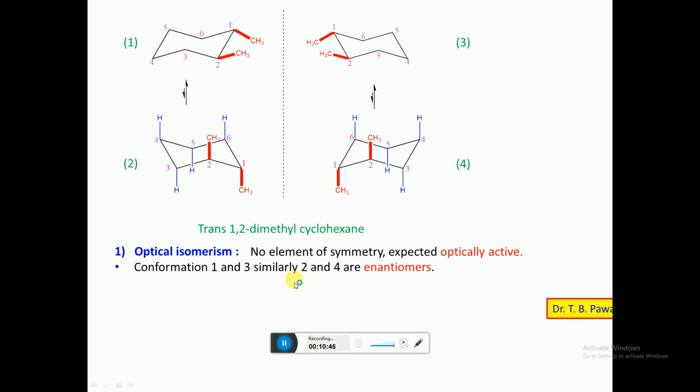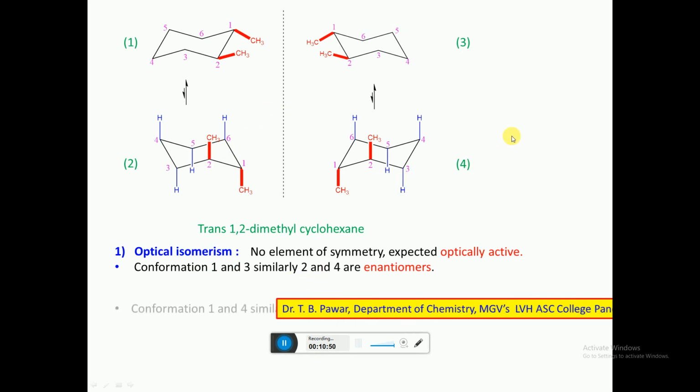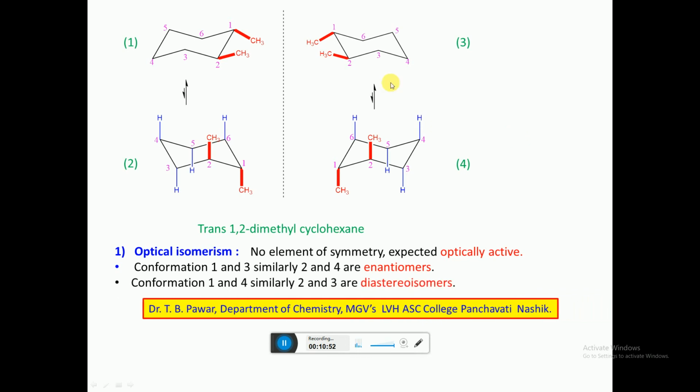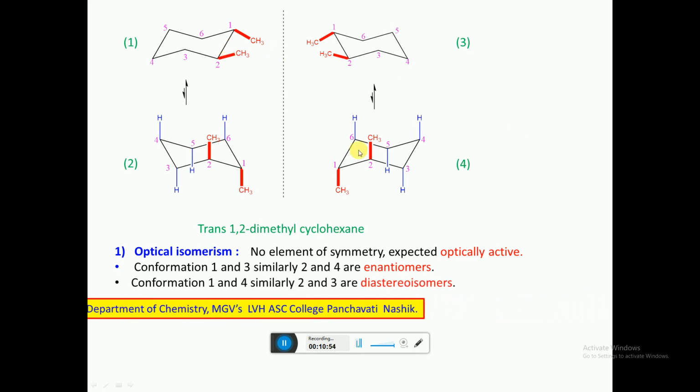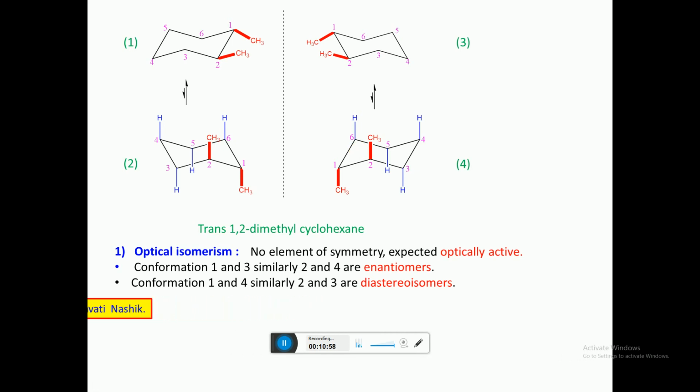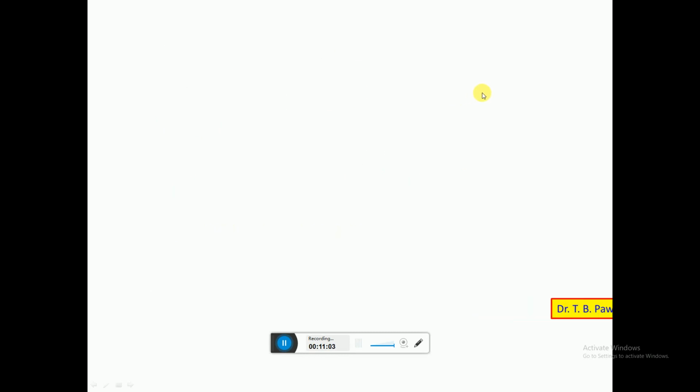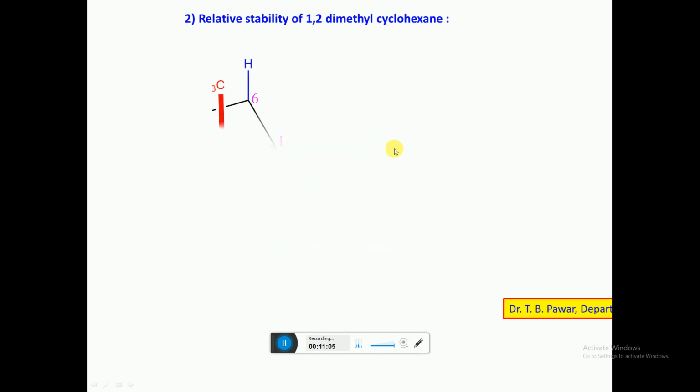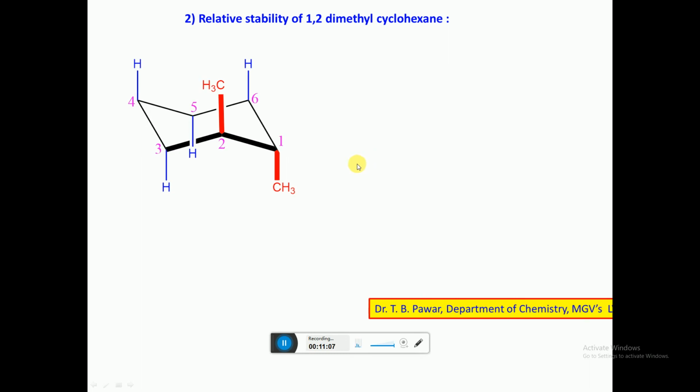Conformation 1 and 3, similarly conformation 2 and 4, are enantiomers, and conformation 1 and 4 are diastereomers. Similarly, conformation 2 and 3 are diastereomers. Now the relative stability of 1,2-dimethyl cyclohexane.